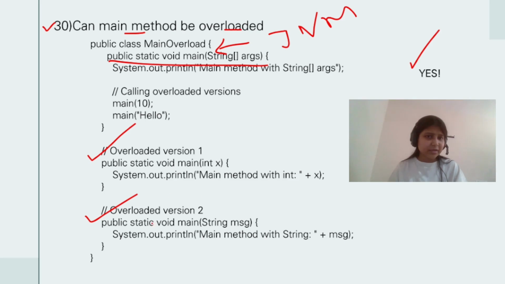Same thing, you can just change the argument and now we can overload it. We have an array of String, and now we are overloading it with an int x, or a String message, or a String variable, so we can overload it. But the point is that the JVM will look for this particular signature only to start the execution, so it won't affect anything. So you can simply say yes, we can overload the main method, and the JVM won't complain.